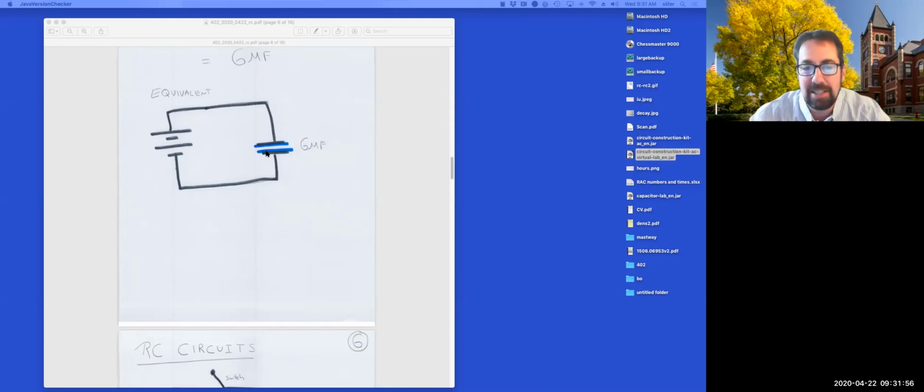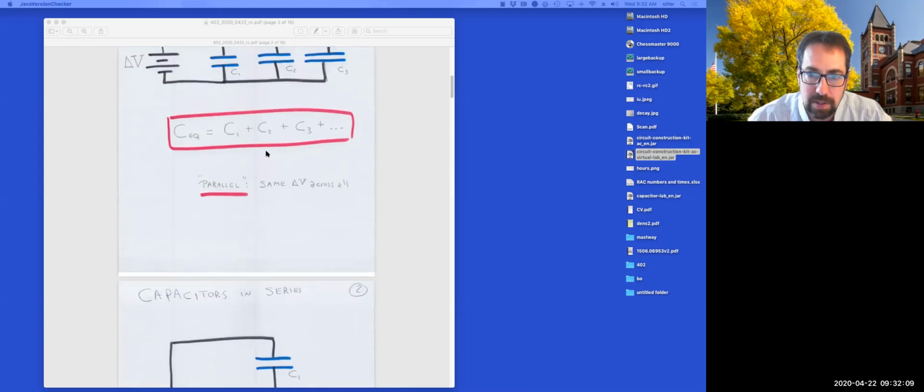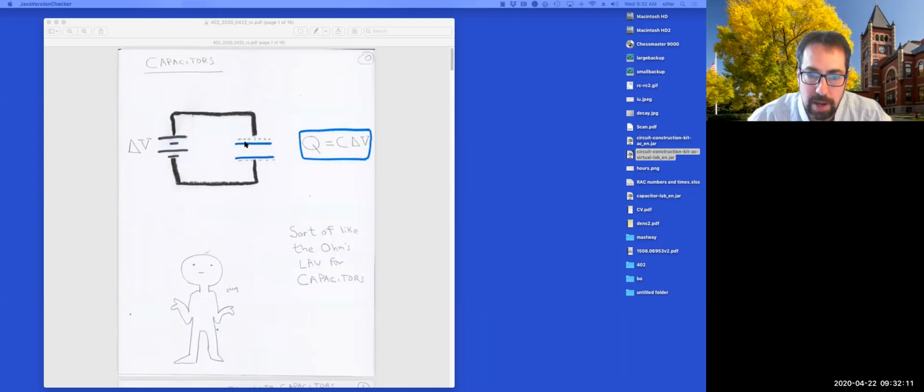I hate to be snarky, but I've been talking about capacitors for the last three or four lectures. A capacitor is something that is used to hold charge. One plate has a positive charge on it, one plate has a negative charge on it. The governing equation is that the charge is proportional to the potential difference across it.